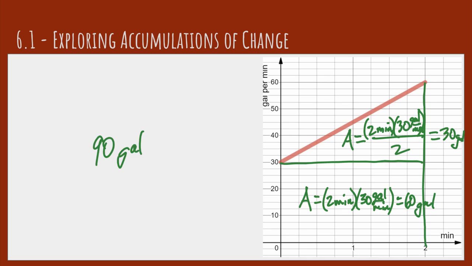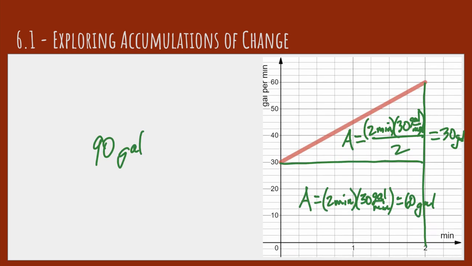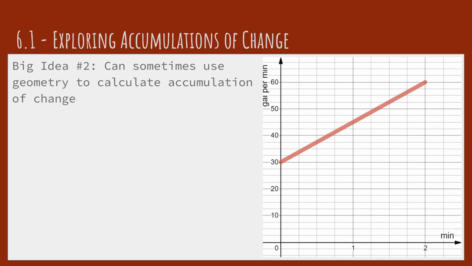Now that doesn't always work. Like I mentioned in the last example, we have what looks like a parabola here. We can't use simple geometric area formulas to find that area. So second big idea is sometimes we can use geometry to calculate the accumulation of change, because accumulation of change is represented as area.